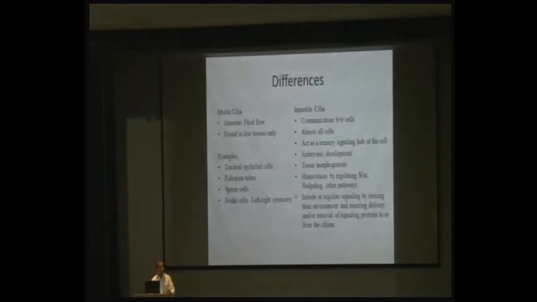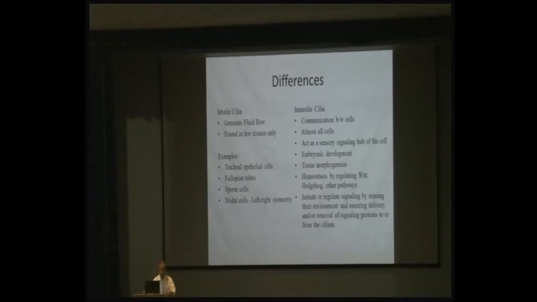Again, coming to the differences between motile and immotile cilia, as I already said, motile cilia generate the fluid flow, and they are found in few tissues only. The typical examples are tracheal epithelial cells for the movement of the mucus, fallopian tubes for the movement of a fertilized ovum, and the sperm cells and nodal cells have single cilia. Sperm cells is for the movement, and the nodal cells are responsible for the left and right symmetry.